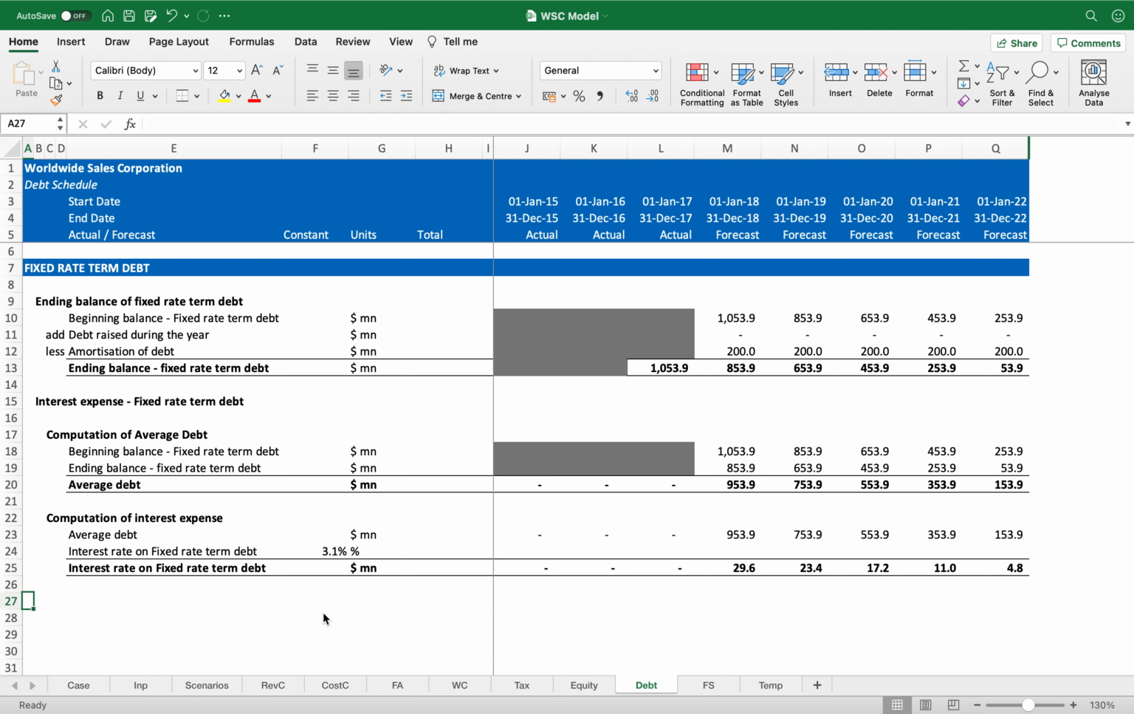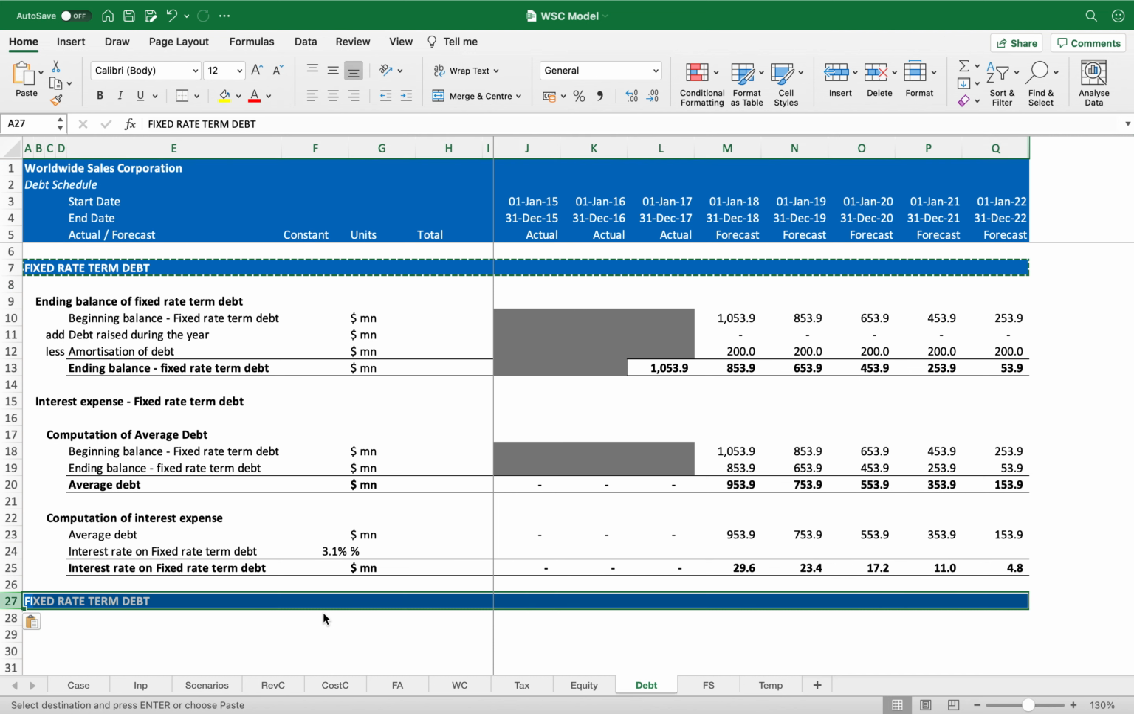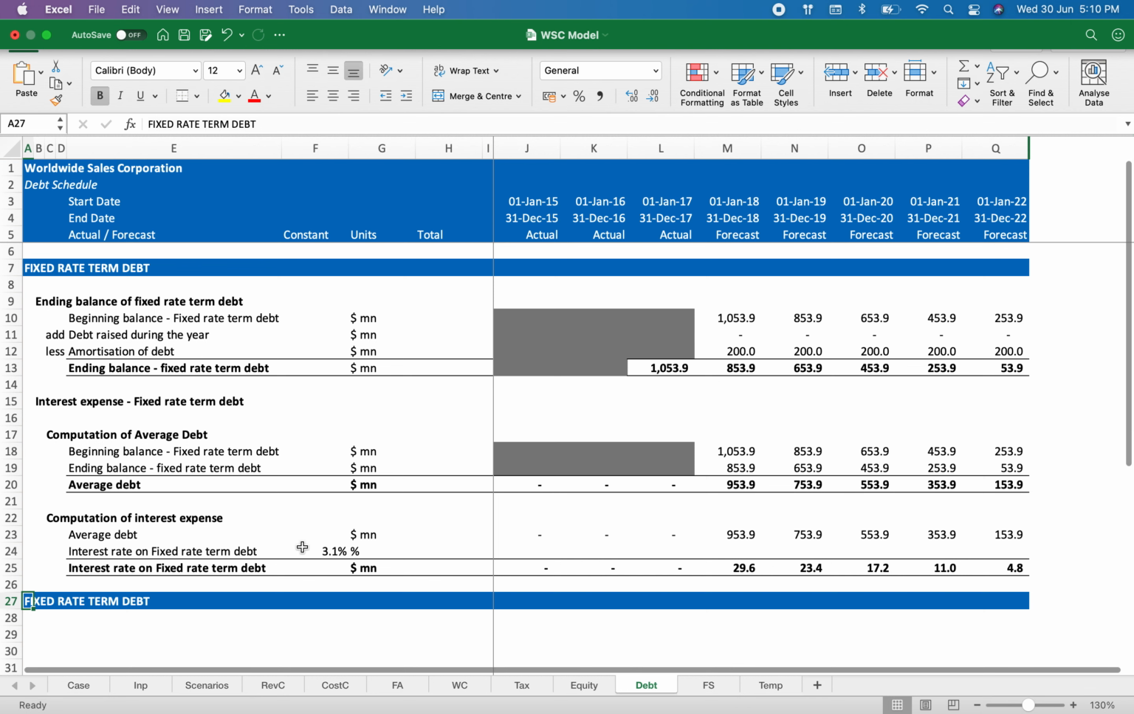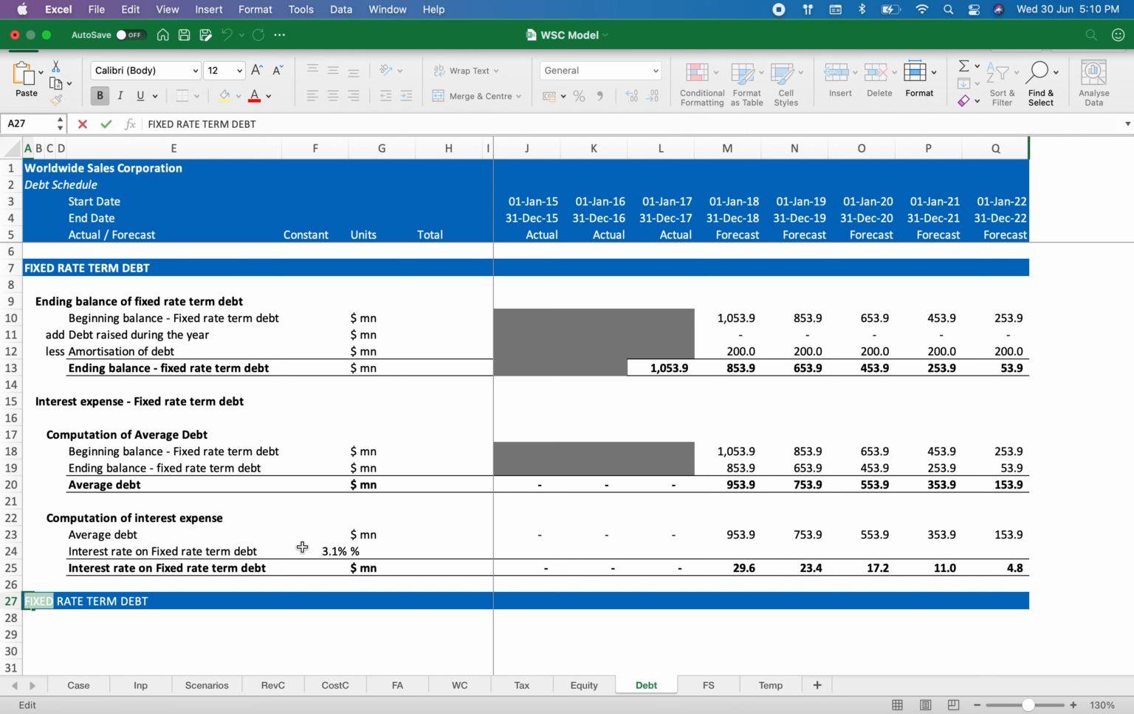Okay, fair enough. Now, that's it for the fixed rate term debt. I need to do exact same thing for the variable rate term debt, right? So, simply change the word fixed to variable.